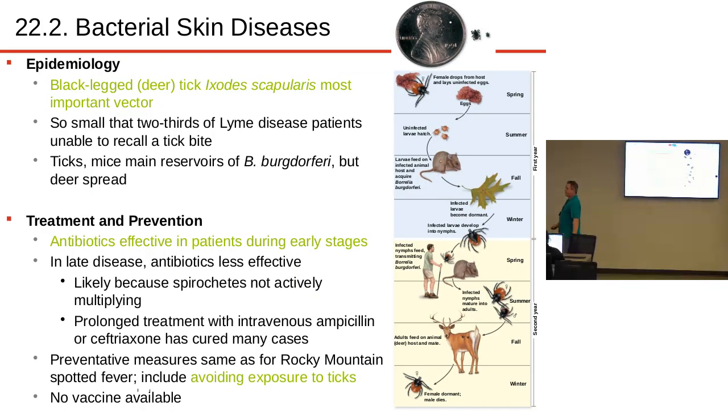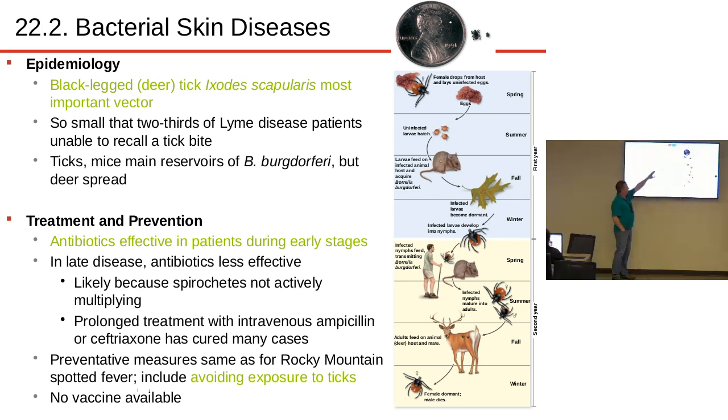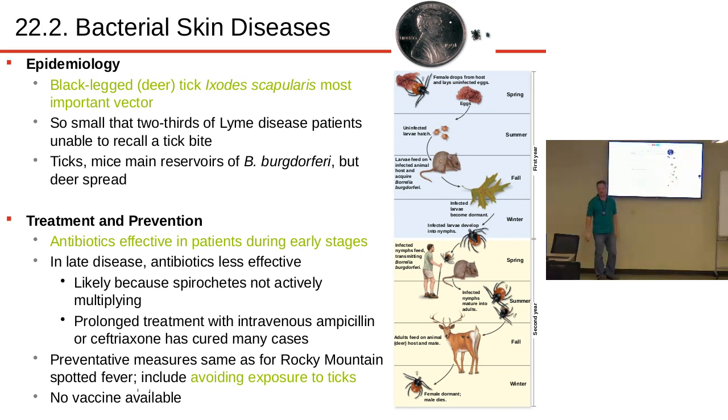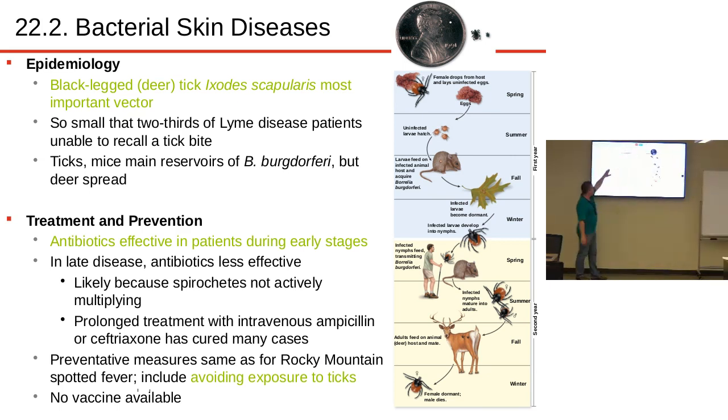All right, epidemiology here. The tick name, Ixodes scapularis. Anytime it has an Ixodes, that's a tick. So there's multiple different species of tick; that's just the genus they fall under. They're so small that 2/3 of Lyme disease patients don't even remember that they got bit by a tick. So just to show you how small these ticks really are, most people don't even recognize they got bit.